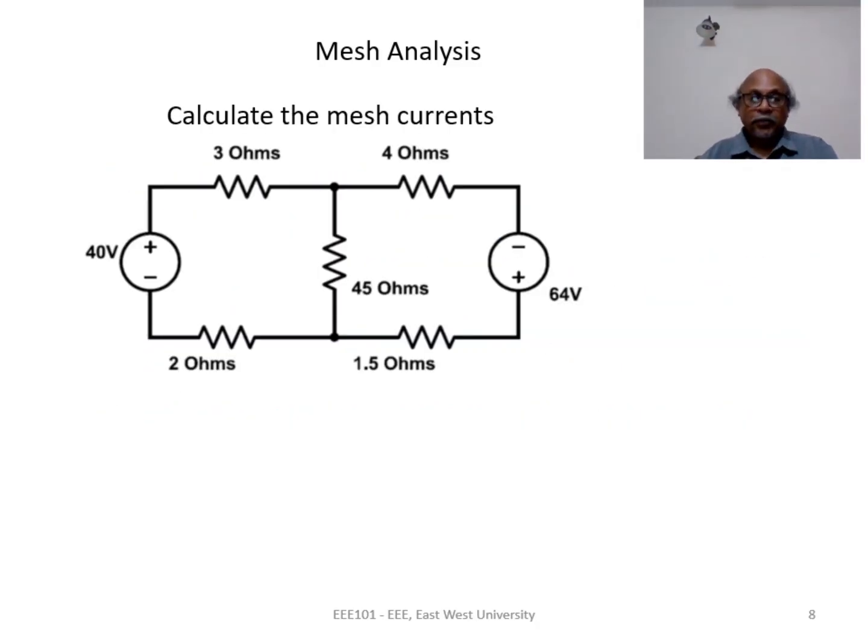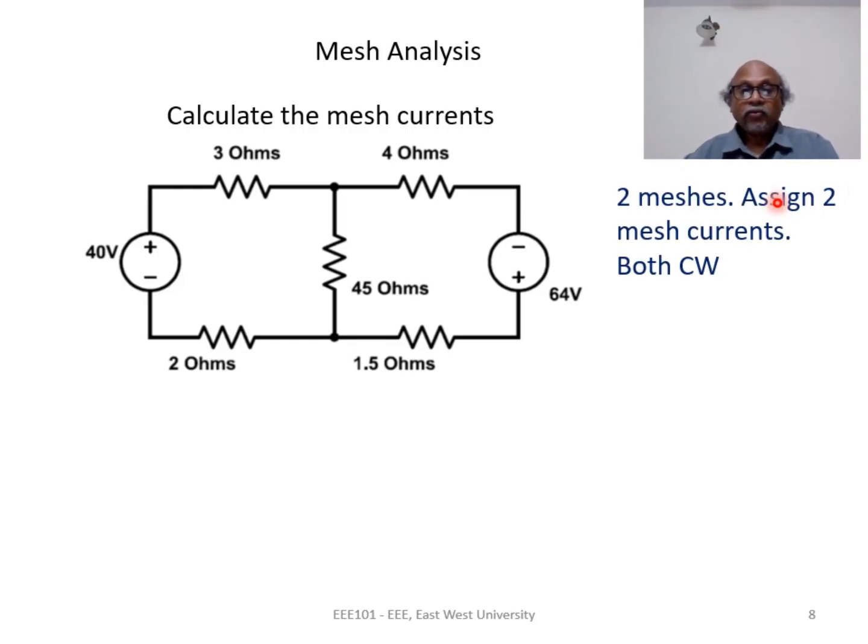Now let's look at an example. In this circuit, we want to calculate the mesh currents. By observation, it is straightforward to say that there are two meshes. We assign two mesh currents, both in the clockwise direction. In mesh 1, there are three resistors, 3 ohms, 45 ohms, and 2 ohms. 3 ohms and 2 ohms belong to mesh 1 only, but 45 ohms is common to mesh 1 and mesh 2. For 3 ohms and 2 ohms, the current will be I1 because it is a type 1 branch.